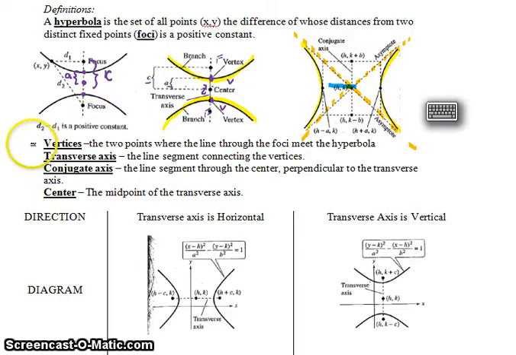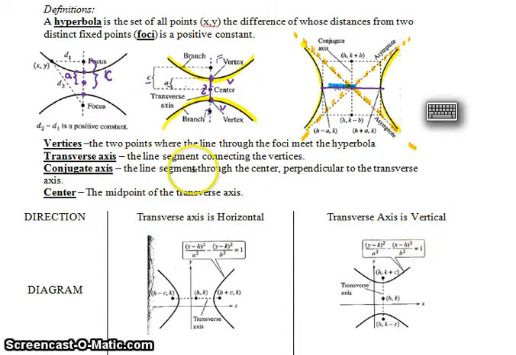The vertices are the 2 points where the line through the foci meets the hyperbola, so the line through the foci touches the 2 branches. The transverse axis is the line segment connecting the vertices. You could either have the transverse axis being vertical, or you can have the transverse axis being horizontal. Those are the 2 cases: the horizontal and the vertical case.